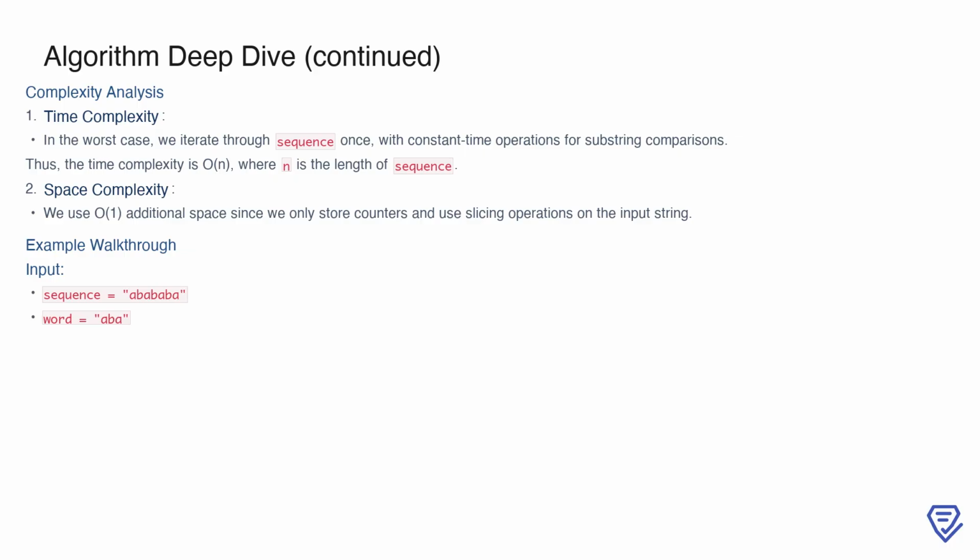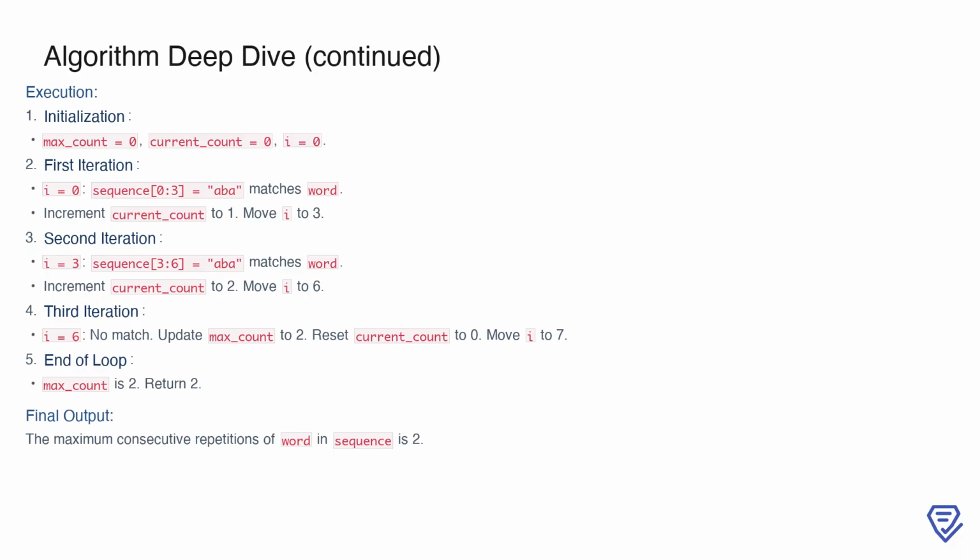To make these concepts more tangible, consider an example where sequence equals abababa and word equals aba. We'll now walk through how the algorithm processes this input step by step to find the maximum consecutive repetitions. Here's how the algorithm executes for the given example.